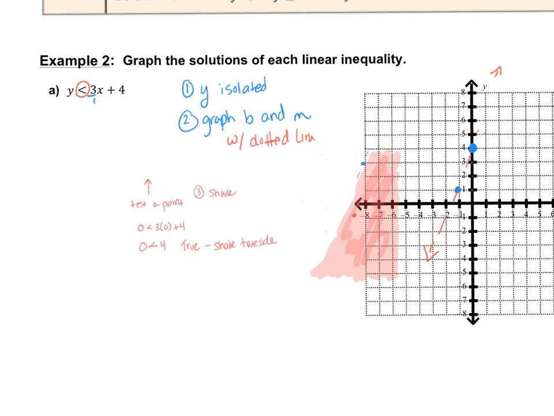So there are a lot of solutions here. 0, 0 happened to work. I can tell you right now that something like 2, 1 would work. Notice it's still in the red. So that would be a solution.